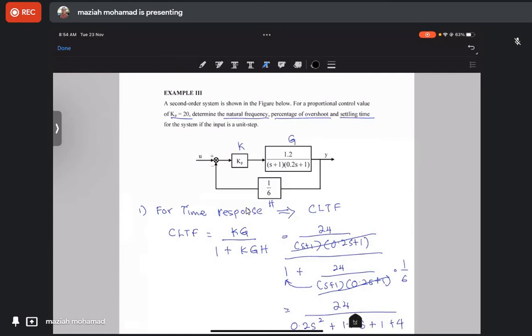So why do we need the closed loop transfer function? Because the time response analysis will be based on the closed loop transfer function. Based on the closed loop transfer function, we can determine the value of k, zeta, and omega n, and it must be in the standard form of a second order transfer function.